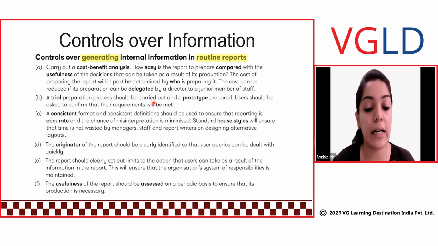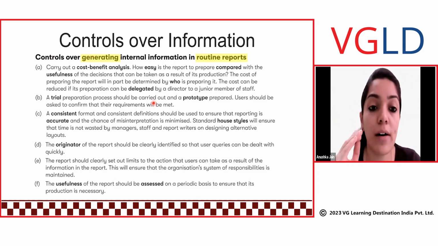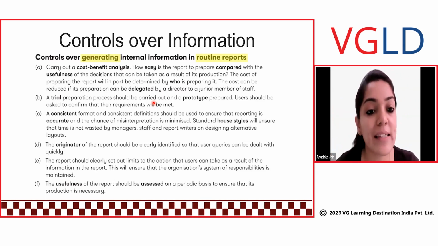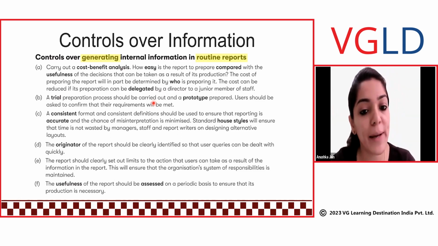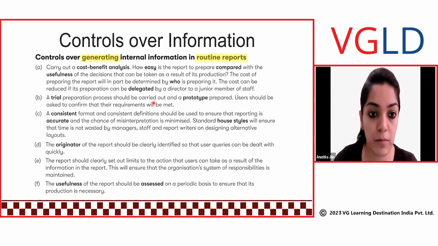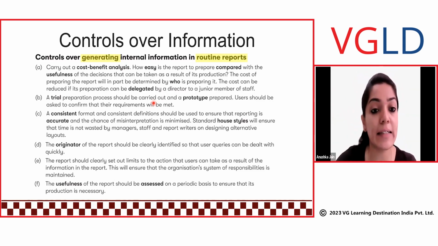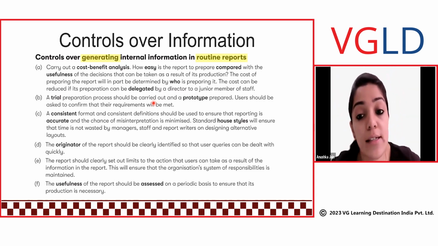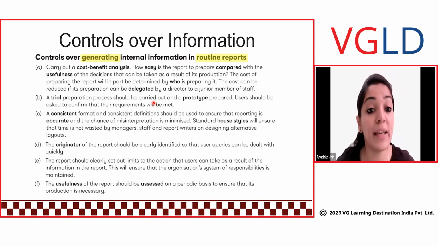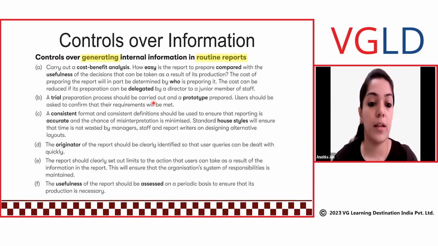What have we discussed? Every time a routine report is being generated, we should know its cost-benefit analysis: what is the benefit we are getting out of the cost incurred to prepare the report. The cost incurred to prepare the report is also dependent on who is performing the work behind it, whether it is a senior director, a junior staff member or an executive. So this is very important, and it should be evaluated from time to time. It should not be followed as a tradition.